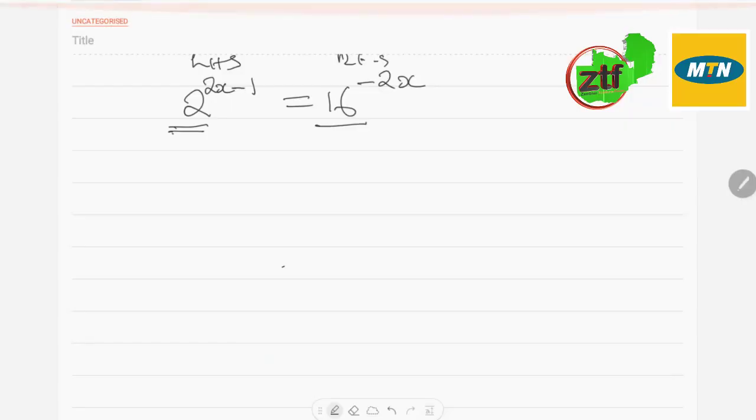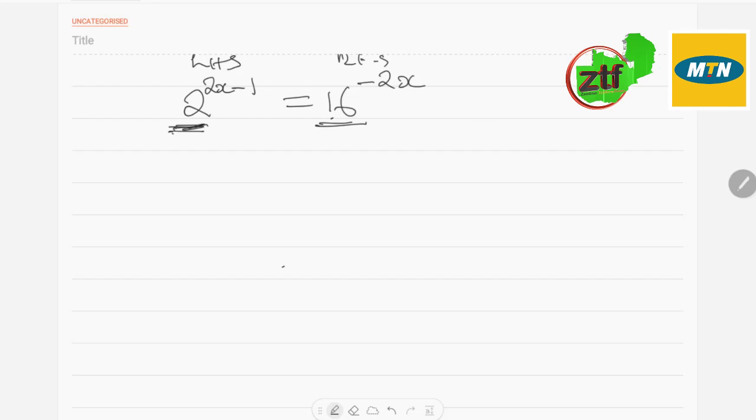So let's look at the question again. 2 raised to power 2x minus 1 equals 16 raised to power negative 2x. What does this mean? You ask yourself a question. Is it possible to convert this base 2 to have base 16? Or is it easier to convert 16 to base 2? From the look of things here, it's very possible to convert 16 to base 2. And once the bases are the same, it becomes very easy for us to equate the powers.